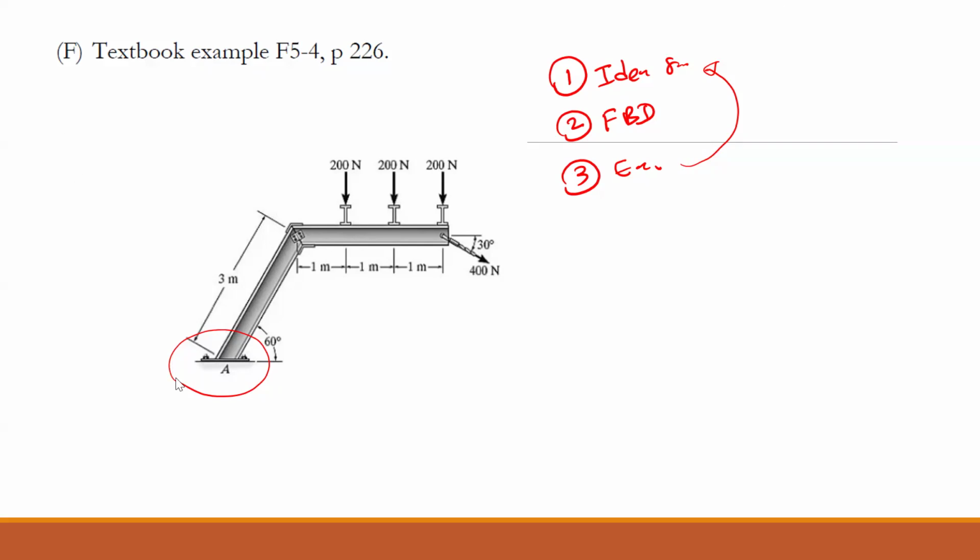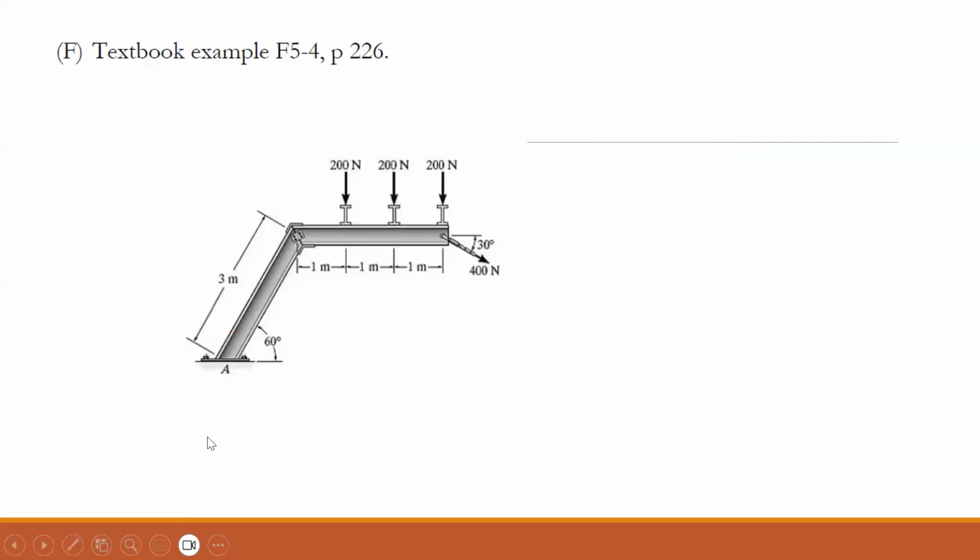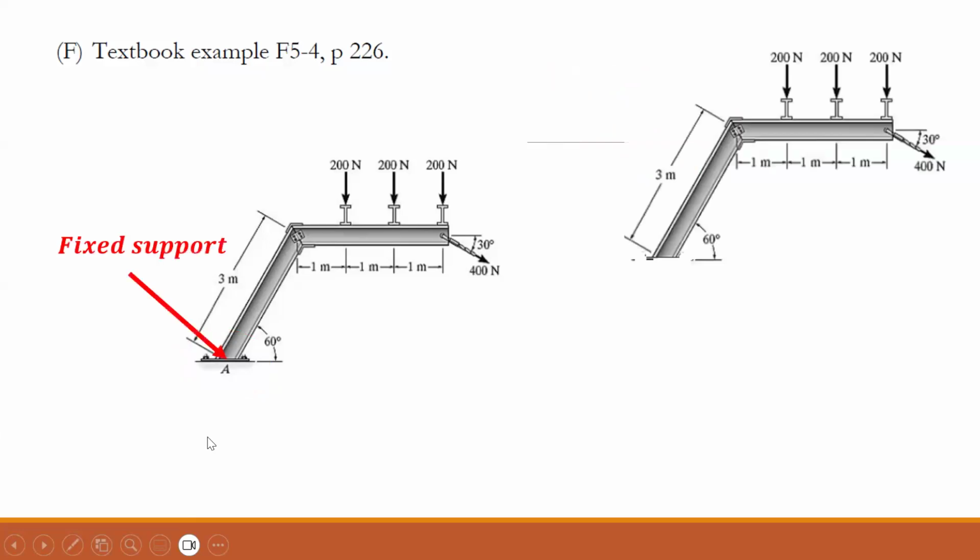Before you proceed, can I know what kind of support we have at A? Fixed support. So how many unknowns? Three unknowns. That's true. You can have unknowns like this.